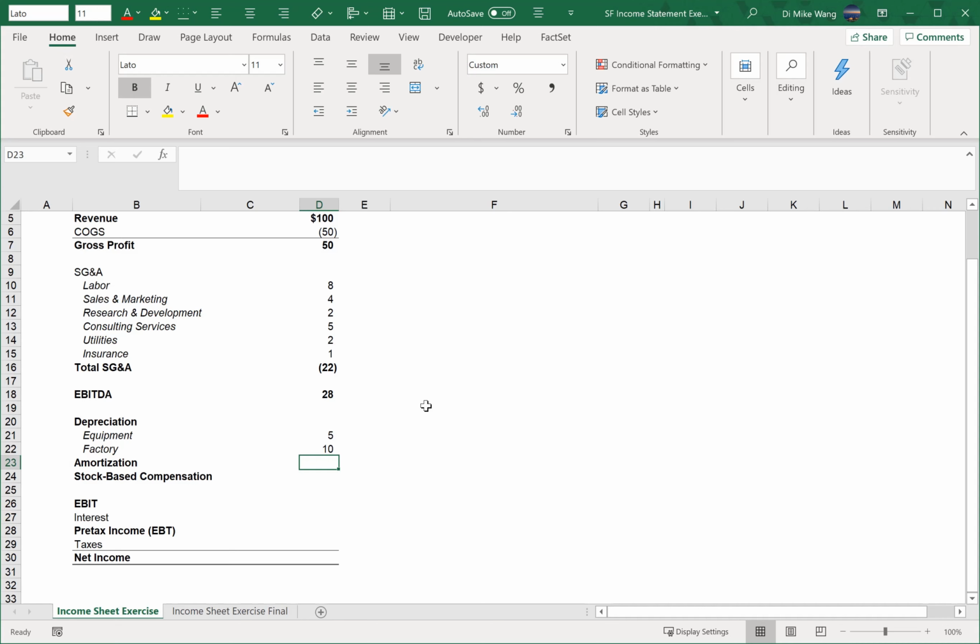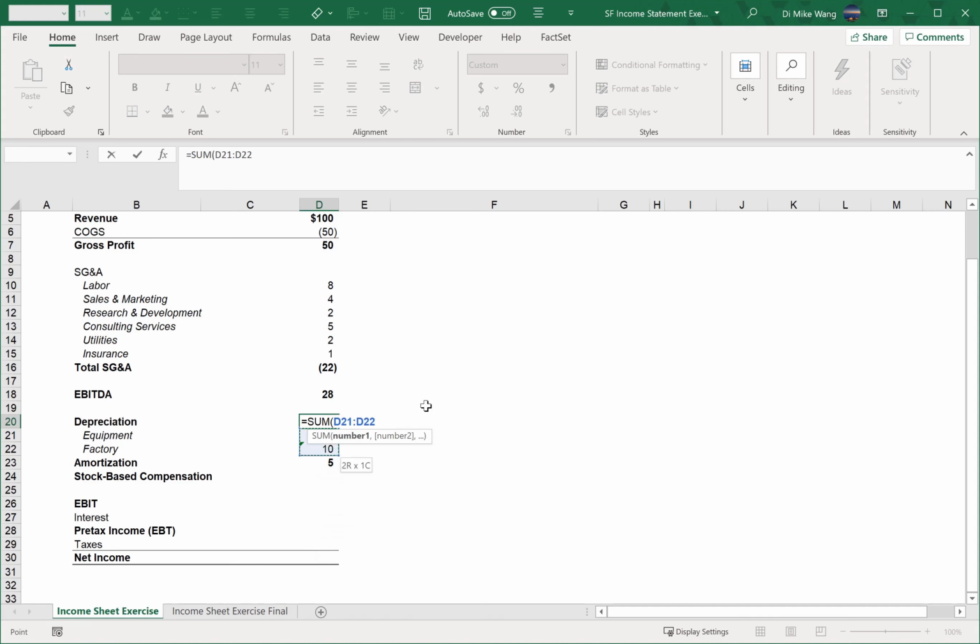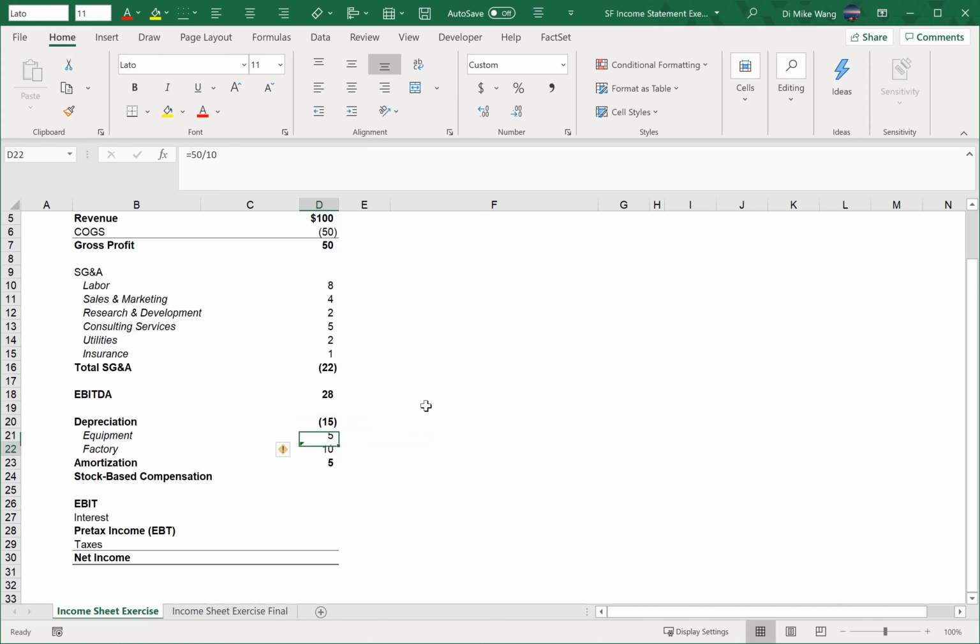Amortization will be the cost of our patent, or I guess the book value of our patent, or what it's worth, divided by how many years till expiration it has. So in this case, amortization is going to be 5. We'll go ahead and add up our depreciation numbers as well. And don't forget, since it's an expense, even though it's a non-cash expense, we're going to make these negative numbers.